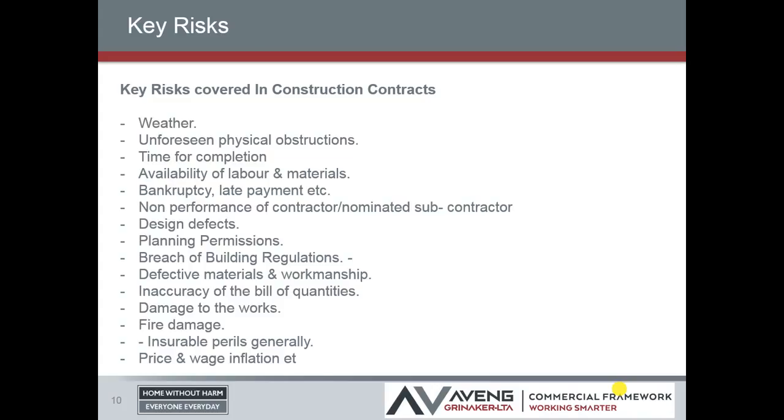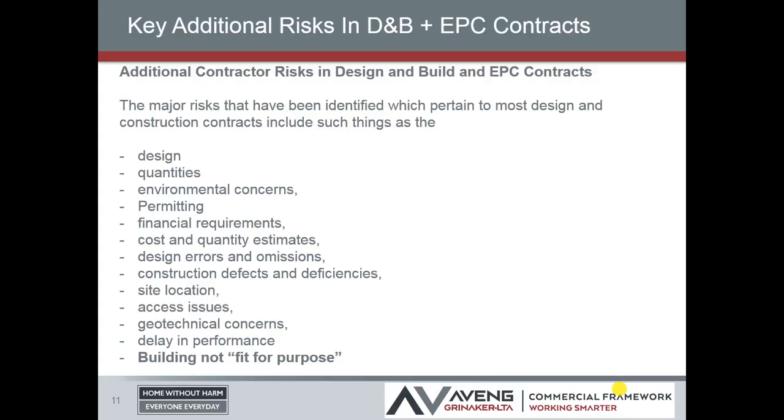So what are the key risks covered in construction contracts? Weather, unforeseen physical obstructions, like I've mentioned, time for completion, availability of labour and materials, bankruptcy, late payment, non-performance of contractor or nominated or selected subcontractor, design defects, planning and building permissions, breach of building regulations, defective materials and work. I mean, the list is endless, and I'm going to get more specific about what are contractors' risks and what are employers', and explain what that means in a second.